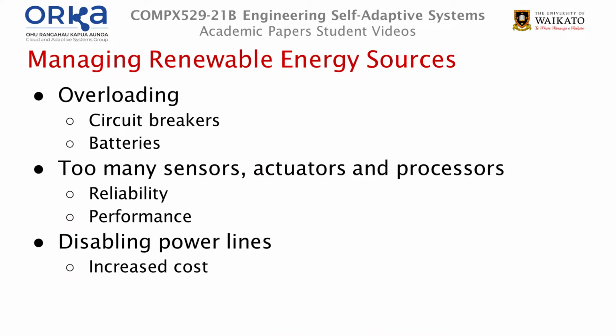wind farms, but this introduces issues with reliability and performance, specifically sensors going down and causing major issues in the system, or too long response times caused by too many sensors or issues in communication between sensors. Another thing that may be done is the disabling of power lines, but this massively increases cost on the system.